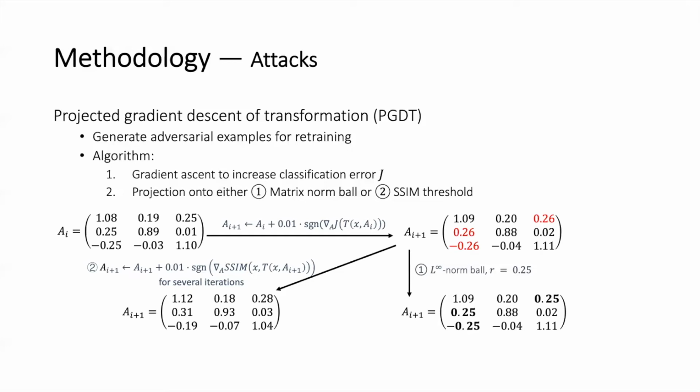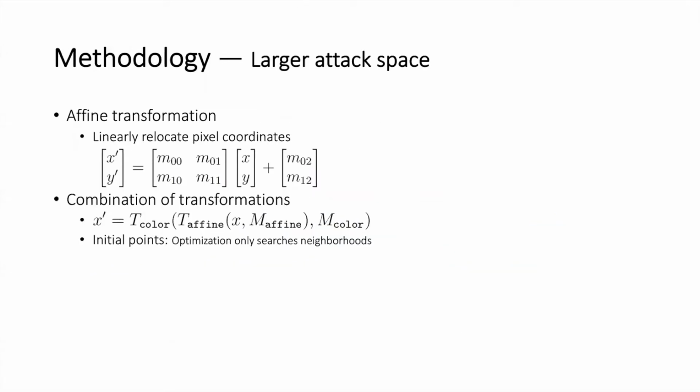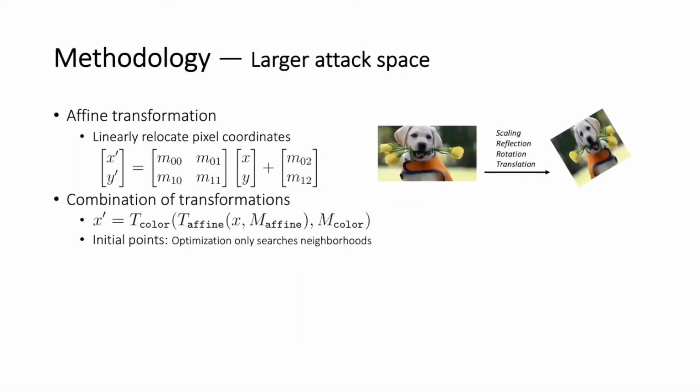The PGDT attack may not be as strong as the optimization attack, but we can use it to efficiently generate adversarial examples, especially for adversarial training. In order to make our attack space even larger, we also try to combine color transformation with affine transformation. Simple spatial transformations such as scaling, reflection, rotation, and translation are all affine transformations. Here we consider more general affine transformations, which are linear relocations of pixel coordinates.